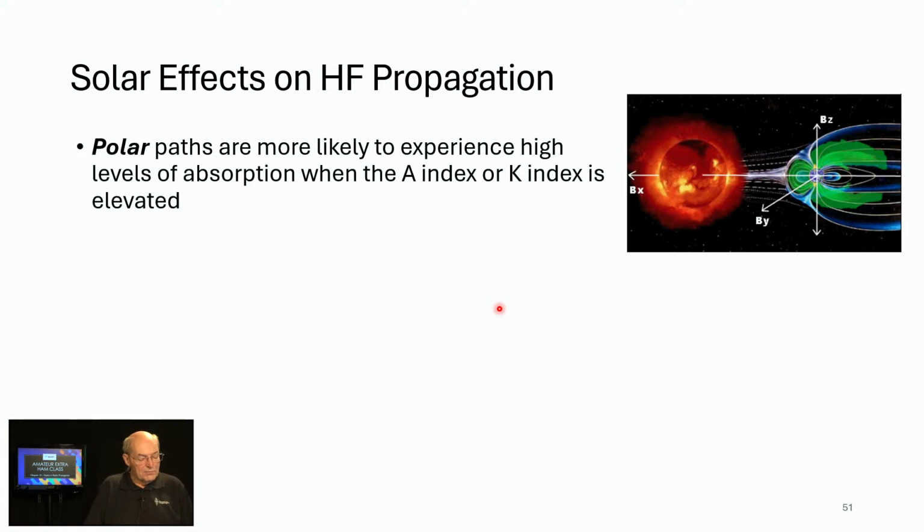So how does this affect propagation, you're wondering? Well, again, some more little bits and pieces that are good to know and sometimes are pool questions related. So polar paths, a polar path is a path that you shoot over the North Pole for us here in the United States. Polar paths are more likely to experience high levels of absorption when the A or K index is elevated. Remember, that's showing us that we've got a disturbed magnetosphere, and we've got particles coming in, and those are going to be attracted at the poles. So that's why we have a higher level of absorption at the poles.